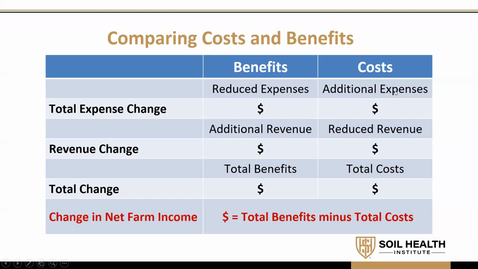Comparatively, on the other side of the ledger, in the far right-hand column, we have cost. When you implement a soil health management system, you potentially take on additional expenses. For example, if you plant cover crops, you have the seed cost and the expense of planting the cover crop. If you have decrease in yield, you would also have reduced revenue. So when you sum both of the columns up, benefits and cost, you take the difference, the total benefits minus the total cost, and this is the change in the net farm income.